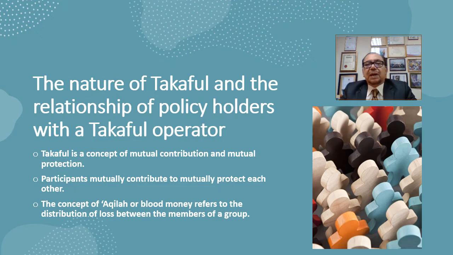So the concept of akilah or blood money refers to the distribution of loss between the members of the group. As I said just now, say 5 of you contribute 100 ringgit, so 500. We go for a picnic. So any one of us got injured, you take that 500 ringgit. That simple concept, we call it Takaful or cooperation.